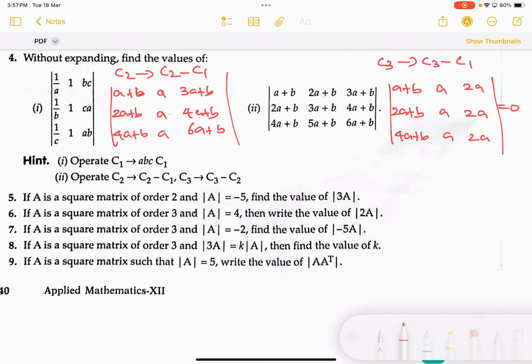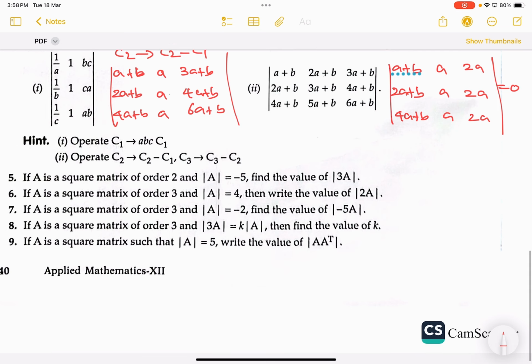Ma'am, what's the property? Identical or multiples of the 2 rows. One column is a multiple of another column, right? So then also it will become 0 only. So shall we write question number 5?